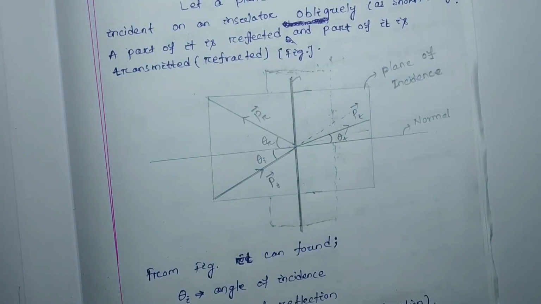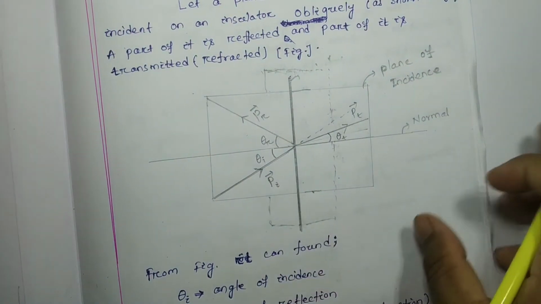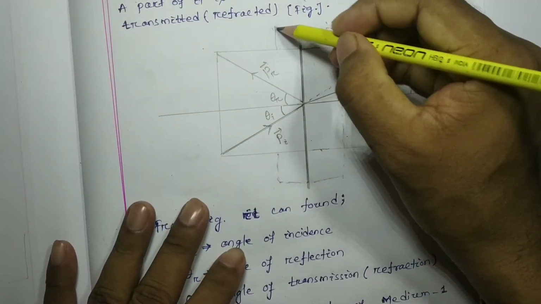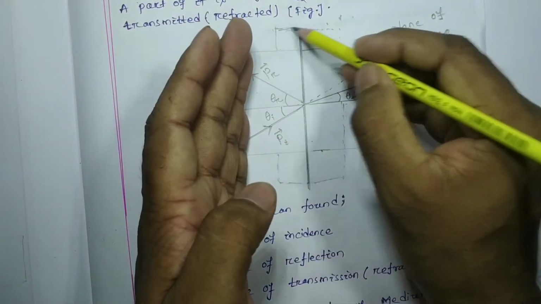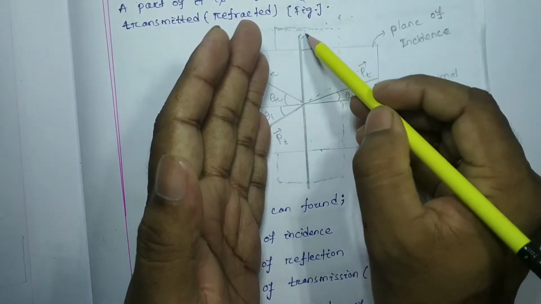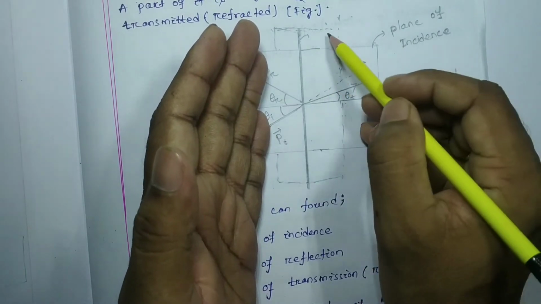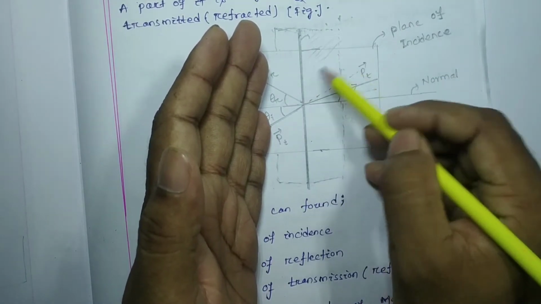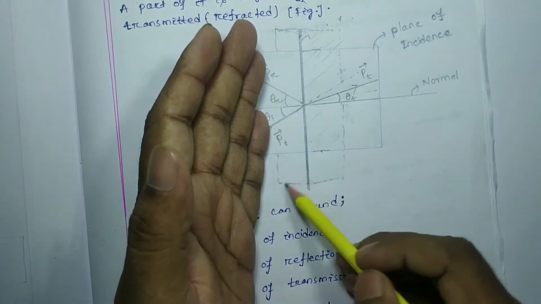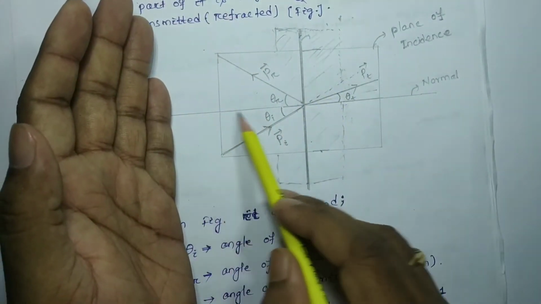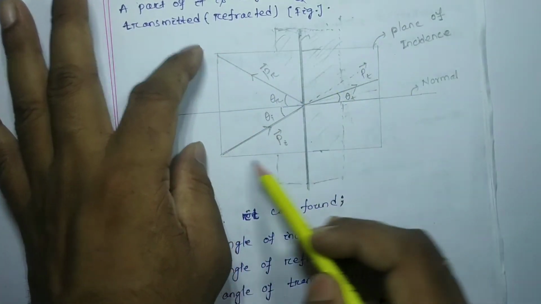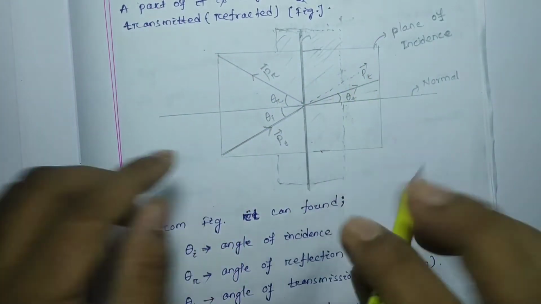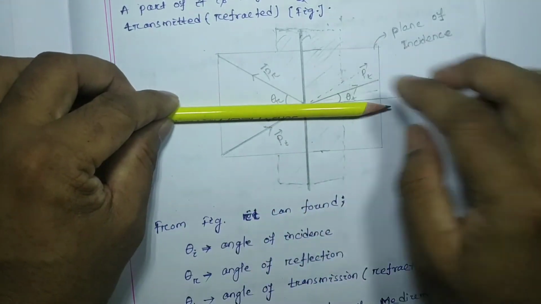Now, the same thing, here I have drawn the figure. This is your interface boundary. You can see it like this: this is joined here, this is joined here. So this is your interface boundary. And this is the normal, and this is your plane of incidence. This rectangle represents the plane of incidence, and this is your normal to the interface.